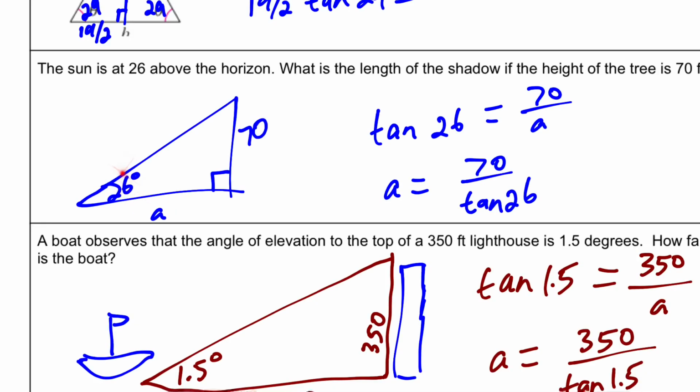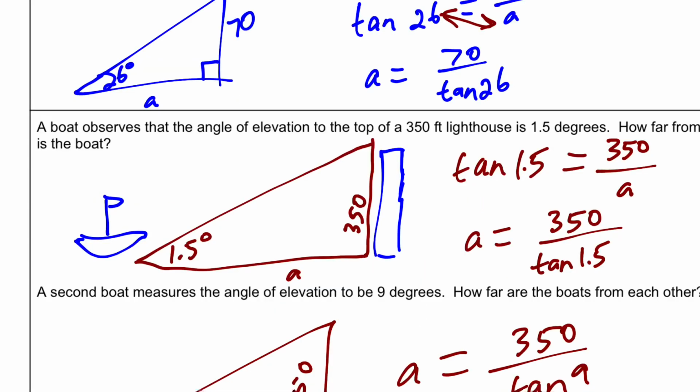26 above the horizon, length of shadow, height of 70, tangent 26 is equal to 70 over A. When A is on the bottom, you just kind of switcheroo. So these two switcheroo. What you're actually doing is multiplying by A, then dividing by tangent 26. But think of it that way if you like. It's a nice little shortcut.